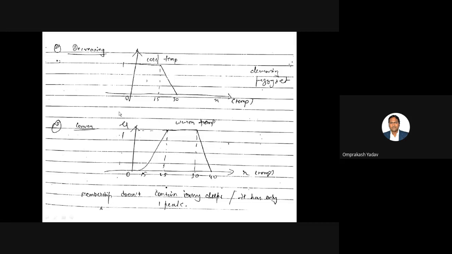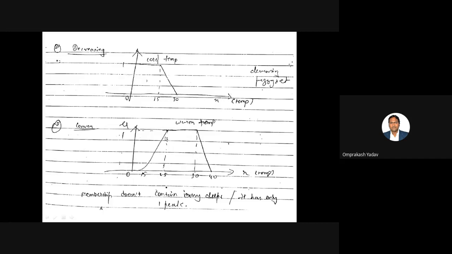If you see the next one, it's a convex fuzzy set. In a convex fuzzy set, an example is warm temperature. I'm assuming that warm temperature is between 25 to 30 degrees centigrade. It's up to you, whatever you want to put over there. But I'm assuming from 25 to 30. Before that it's cold, and after that it will become hot.